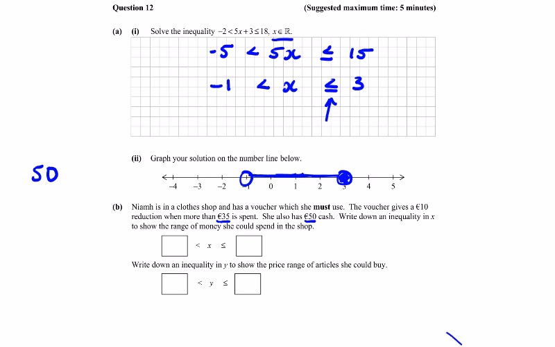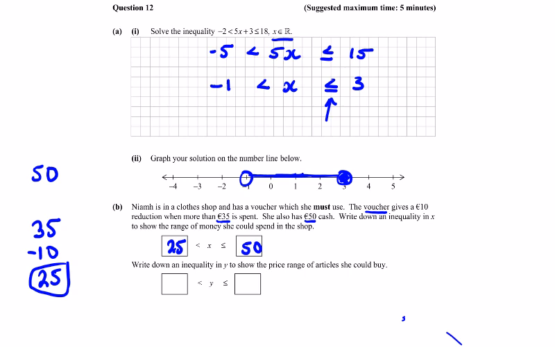So Neve is in a clothes shop, just read it again, and she has a voucher which she must use, and the voucher gives €10 off. So when more than 35, so if she spends 35, she has to use the voucher, so she has to spend at least 35 to get the voucher. So take away 10, she'd only actually spend 25 of her cash, so that would be 25, and she could obviously spend a maximum 50 if she wanted.